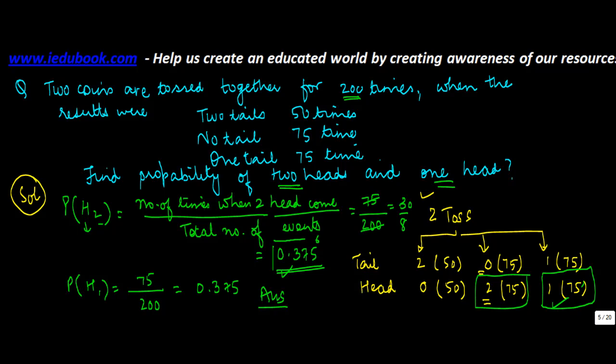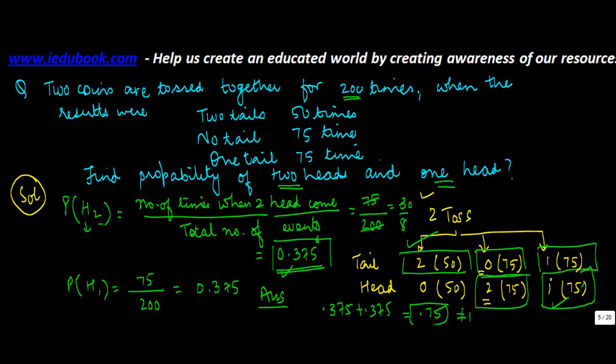Now if you add these two, 0.375 plus 0.375, you will get 0.75, and this is not equal to 1. Why is this? This is because for these trials there were 3 events. What we have done here is consider only events 1 and 2, not the third one, and therefore this sum is not equal to 1.